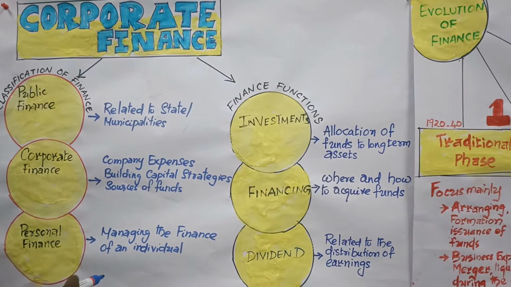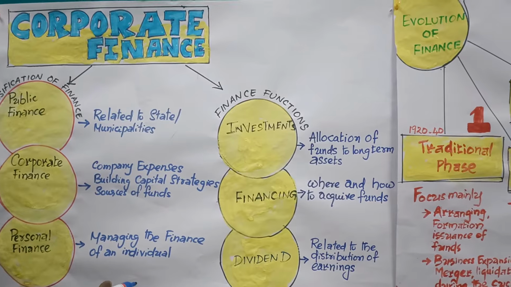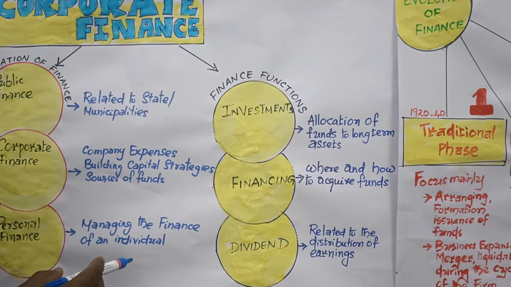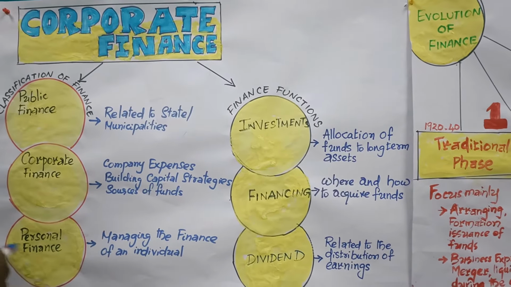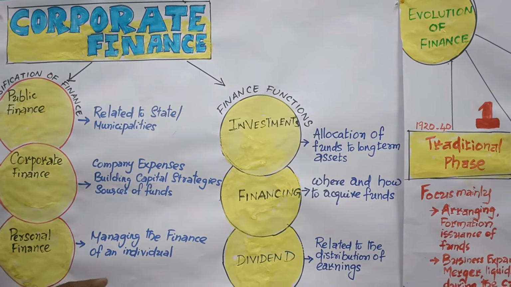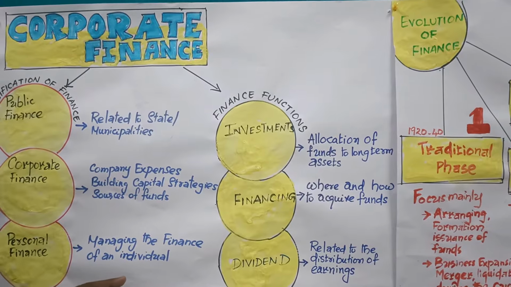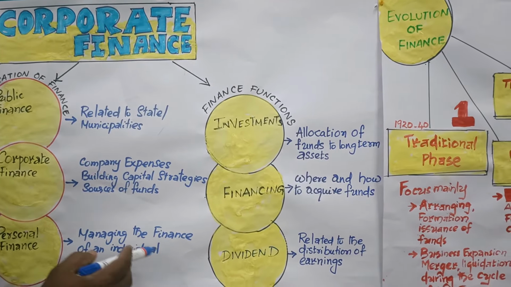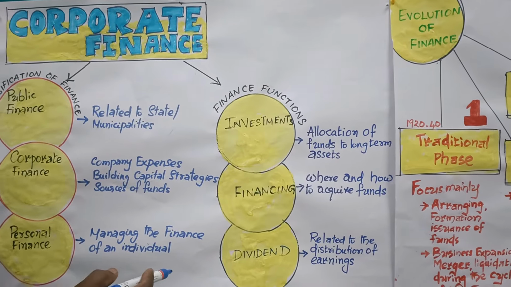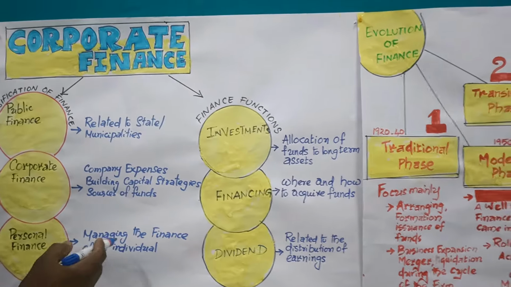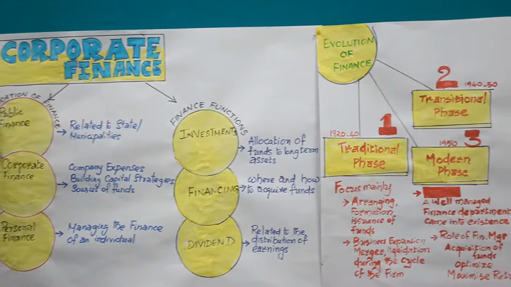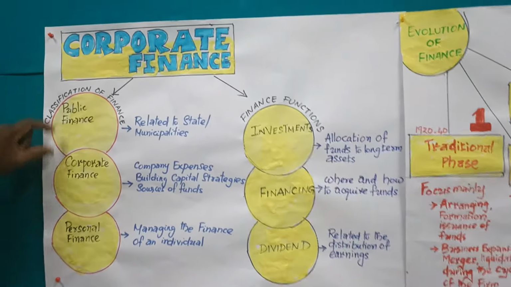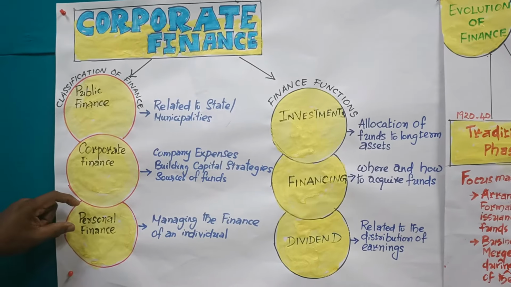But coming to personal finance, it's related to an individual. Say, for example, take myself: I want to plan my retirement. What kind of investment am I supposed to make, what kind of portfolio can I construct, where can I invest my funds? All those things come under personal finance. To put it in a very simple nutshell: public finance, corporate finance, and personal finance.